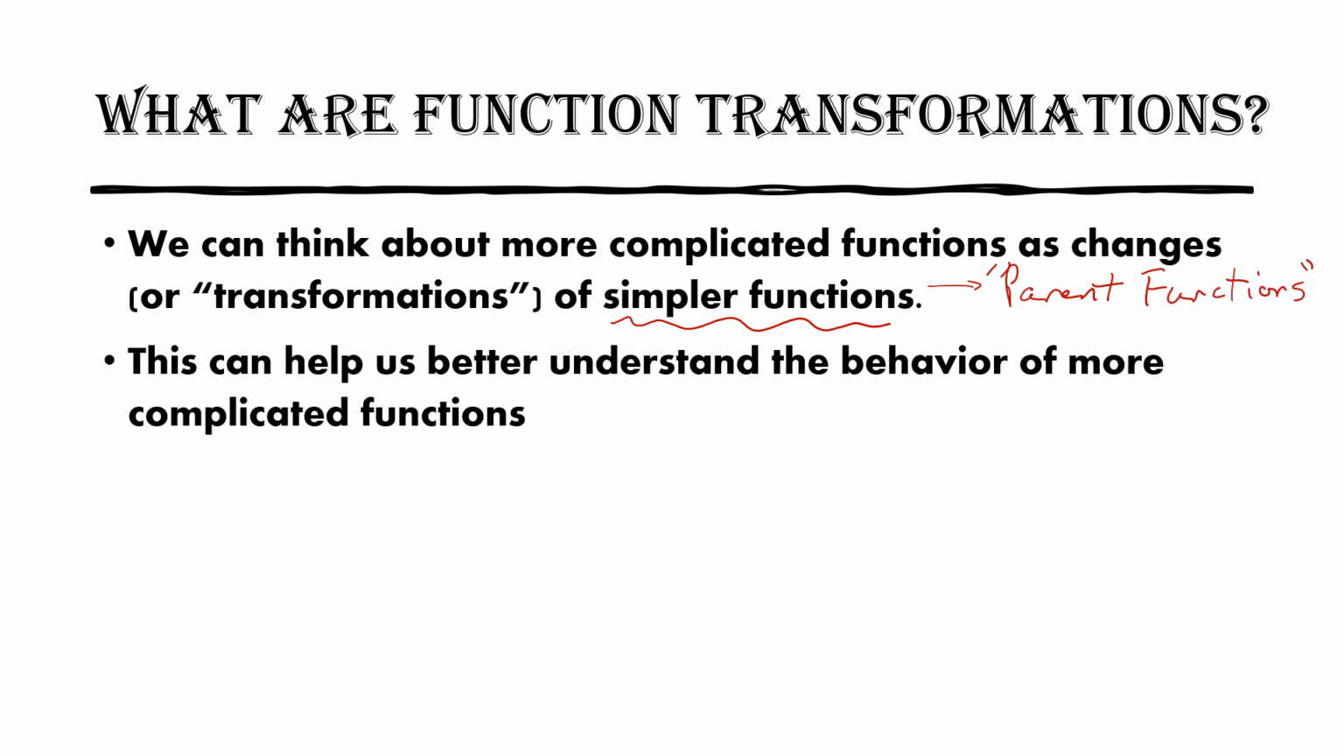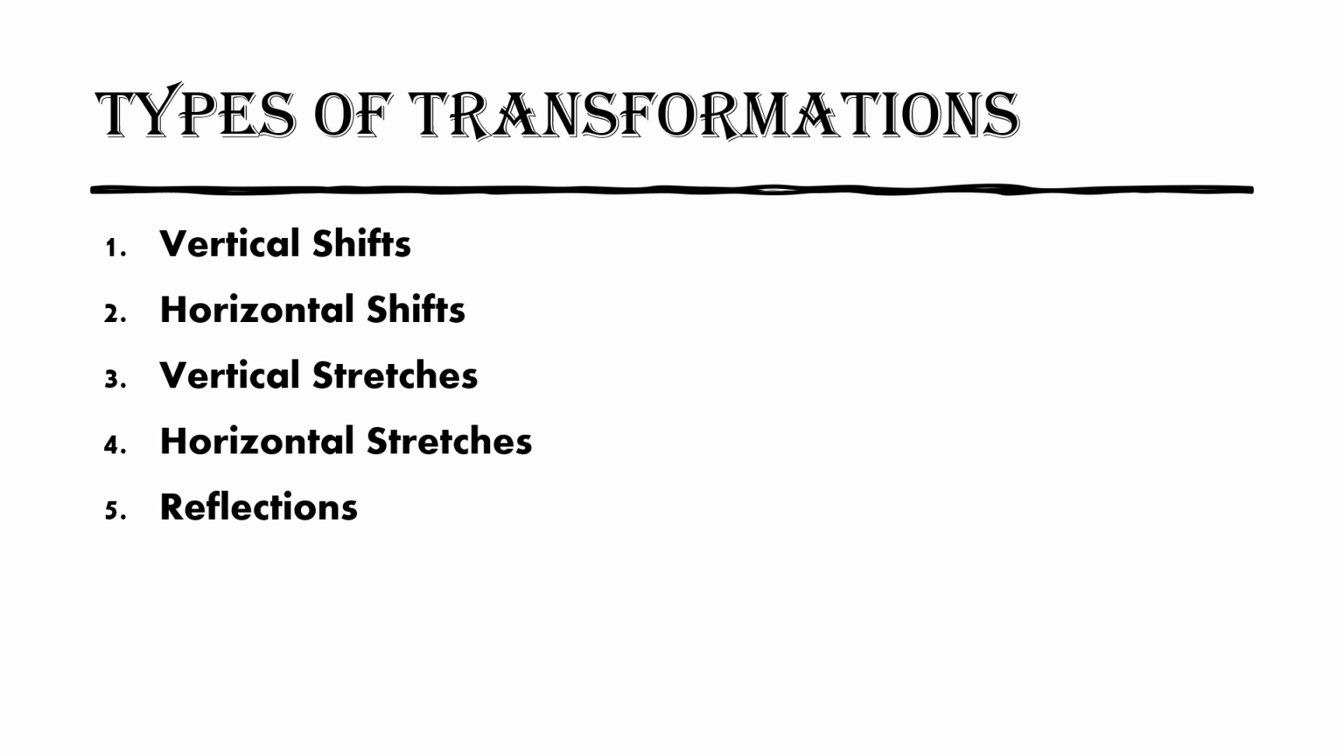These parent functions can give us some insights about what these complicated functions might look like and how these functions deviate from these parent functions. Today we're going to talk about 5 different types of transformations. The last one, you'll see I kind of cheat. This is like 2 different types.